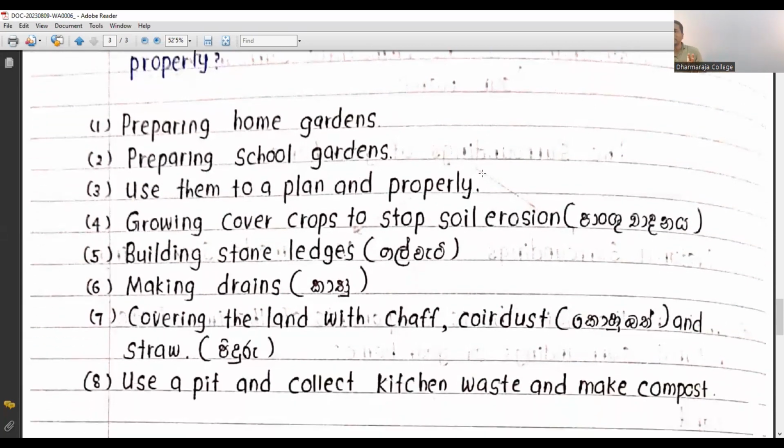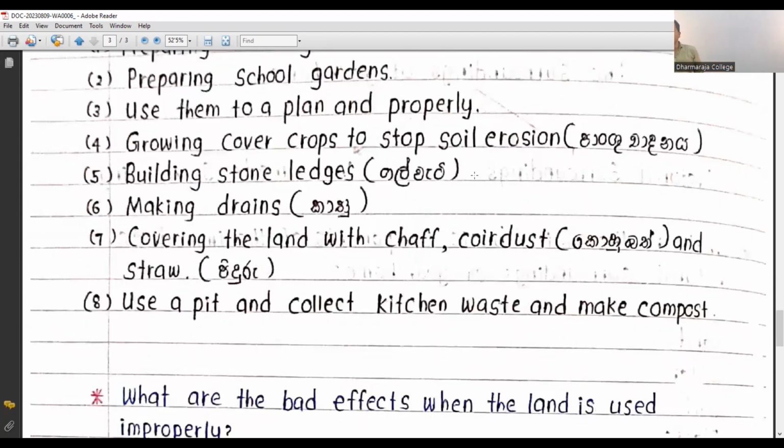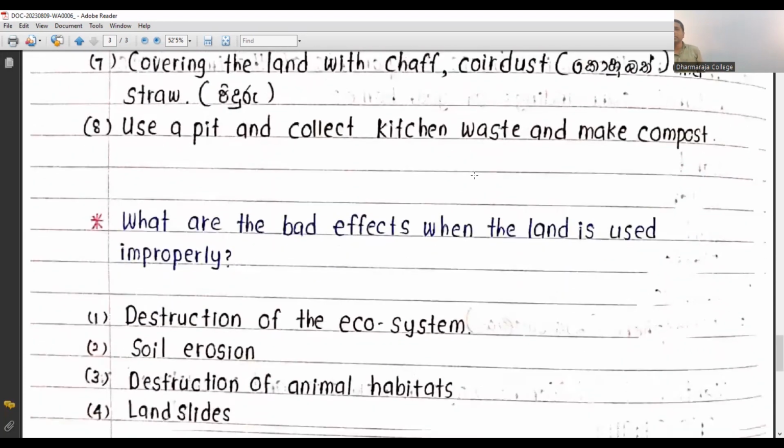And don't waste kitchen waste here and there. You can put the kitchen waste into a garbage pit and you can make compost. Then your home garden will be very pleasant, very nice and interesting. And you can protect the land properly. Anyway, there are different ways we can use the land properly.